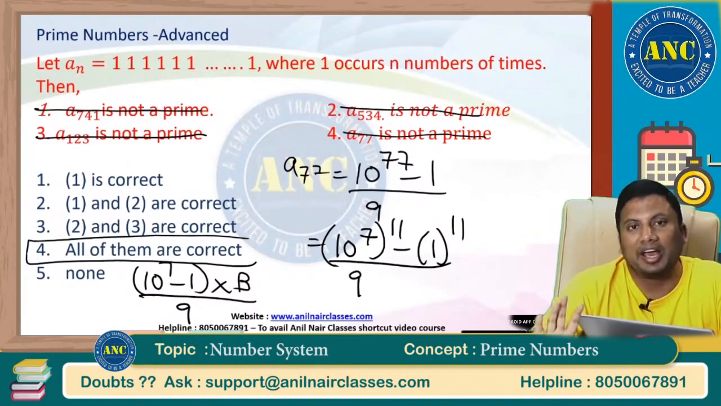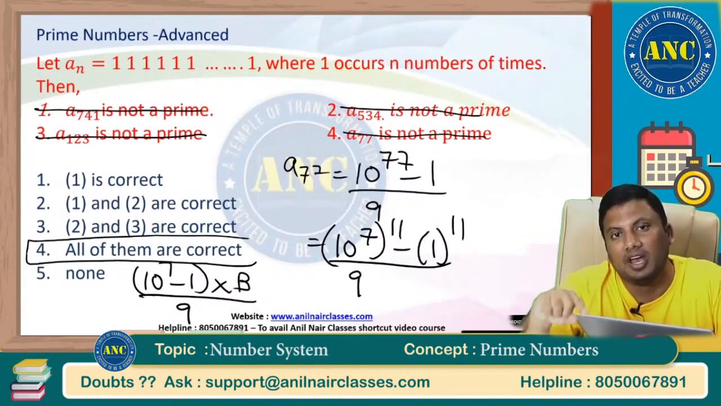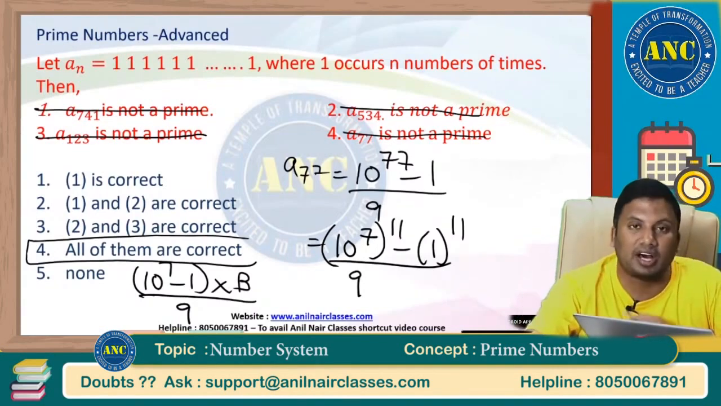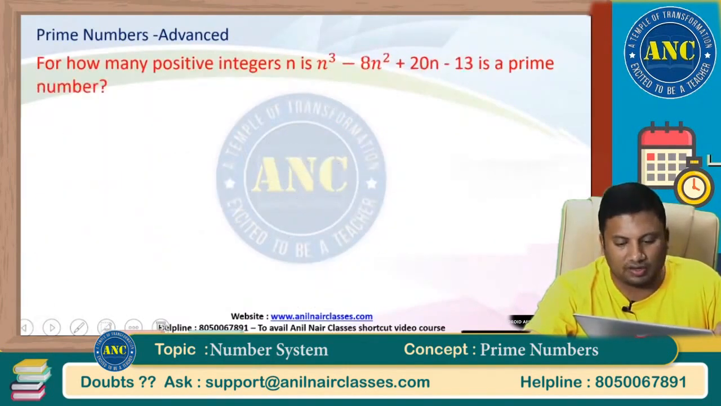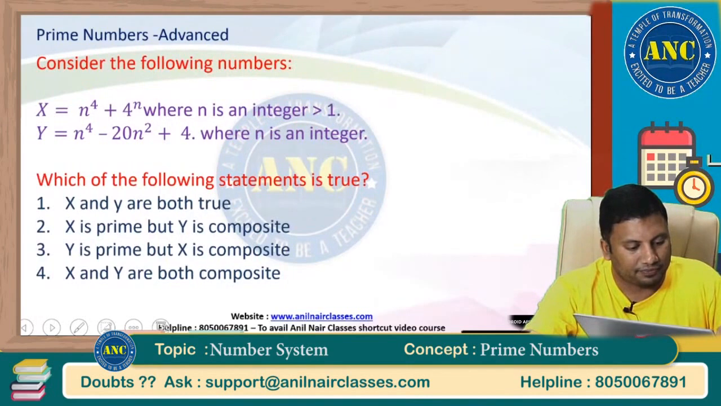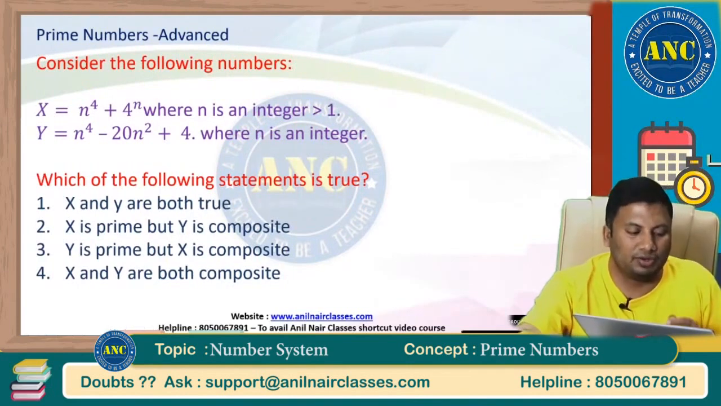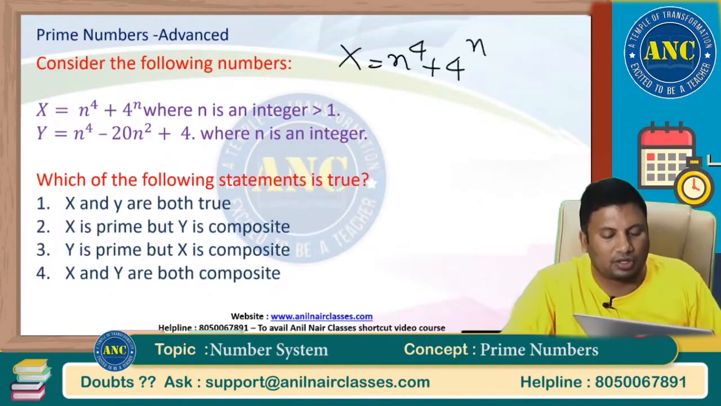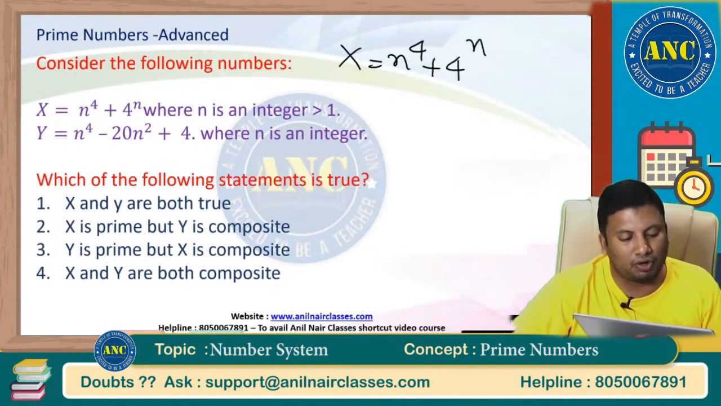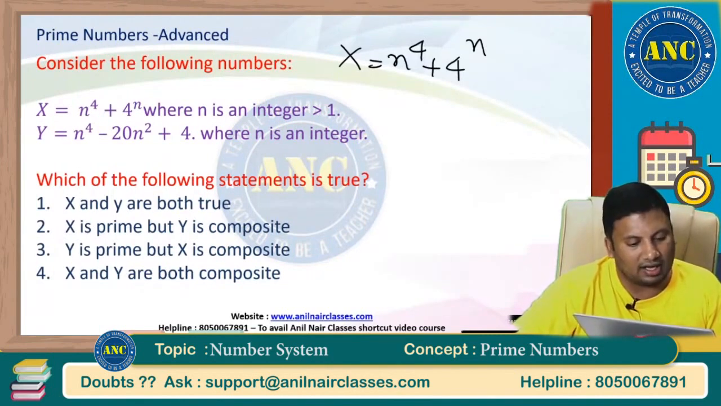Beautiful question. I hope you understood the concept of how to use a power n plus or minus b power n in detail. Now, this we can also use. These are all very good level questions. X is equivalent to n power 4 plus 4 power n. Which of the following statements are true?